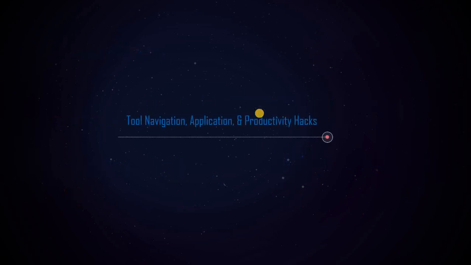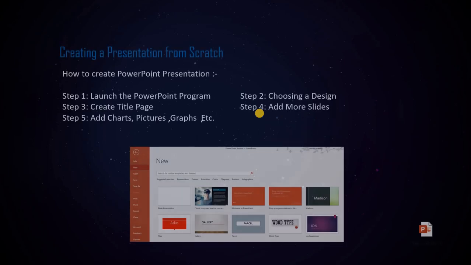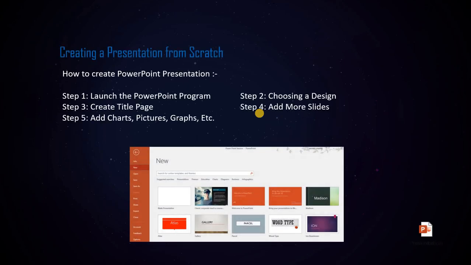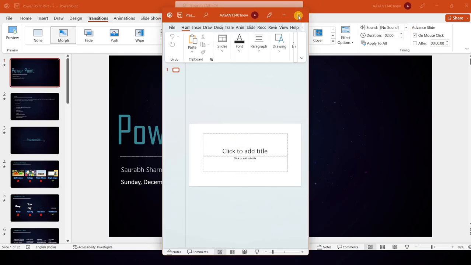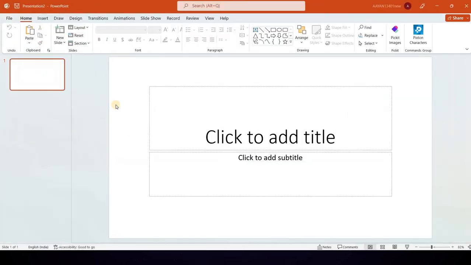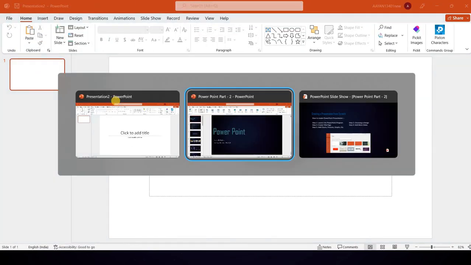Next is tool navigation, application productivity hacks. So, create a presentation from a sketch. Let's suppose I'm creating a new presentation here. To create a presentation, we need to click on new presentation. I click on Control N. Now you can see here a new presentation is here.